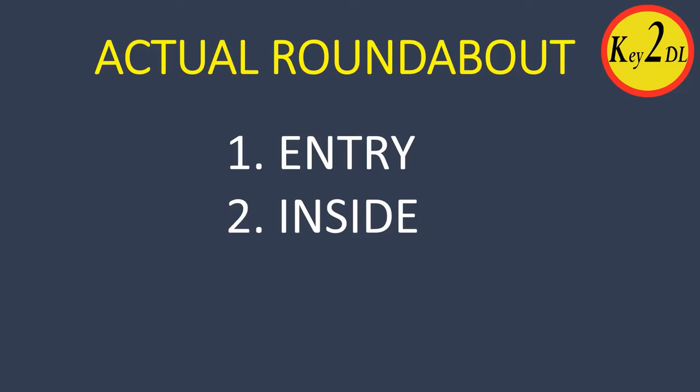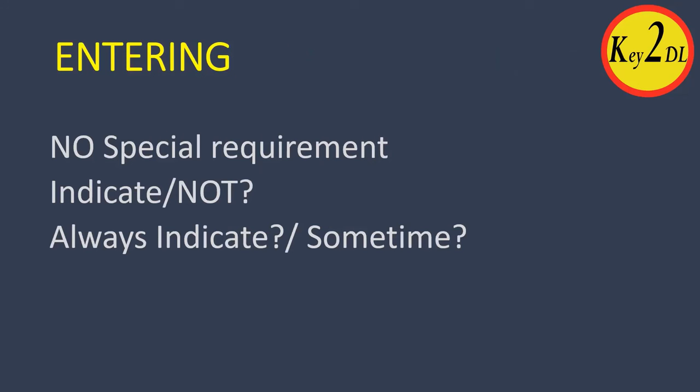Okay, let me divide the roundabout into three different parts. The first one is entry. The second is how you behave inside the roundabout. The third is exit. So if you look at each one, for example, entry: there is no special requirement, but one thing is there. If I ask you, is it always necessary to indicate or not necessary?